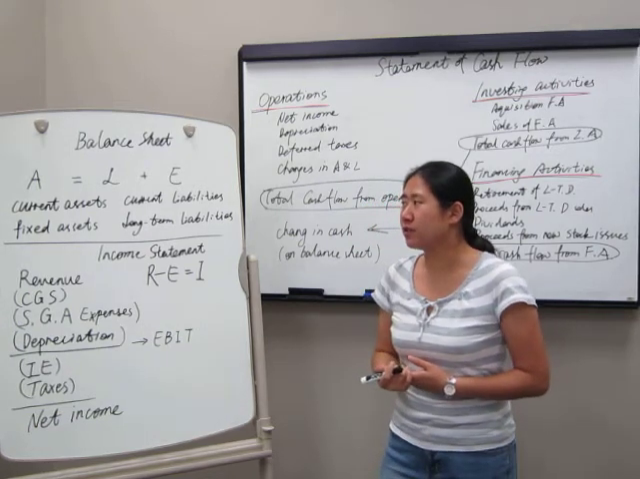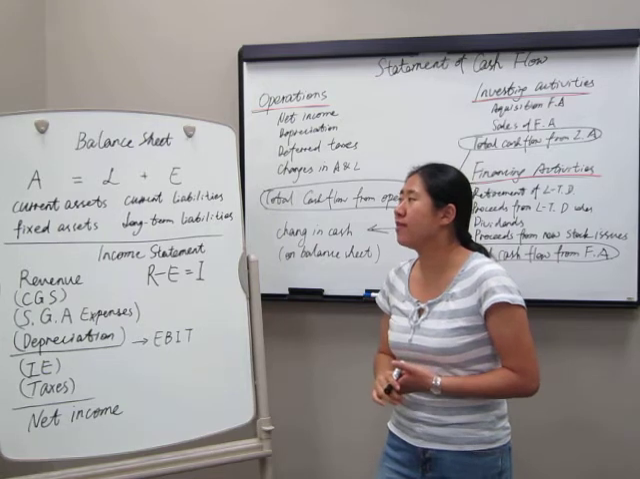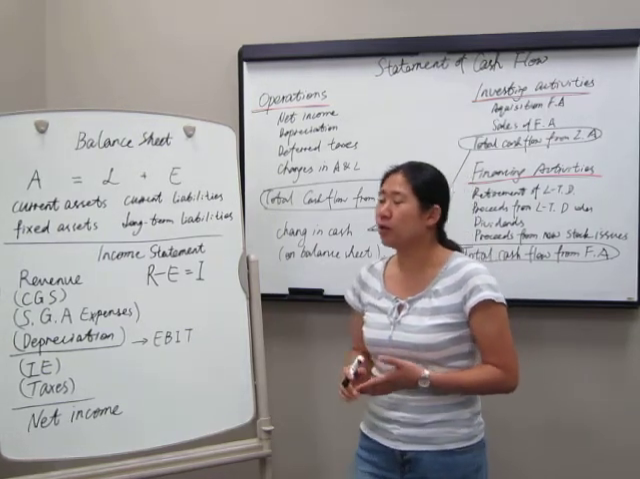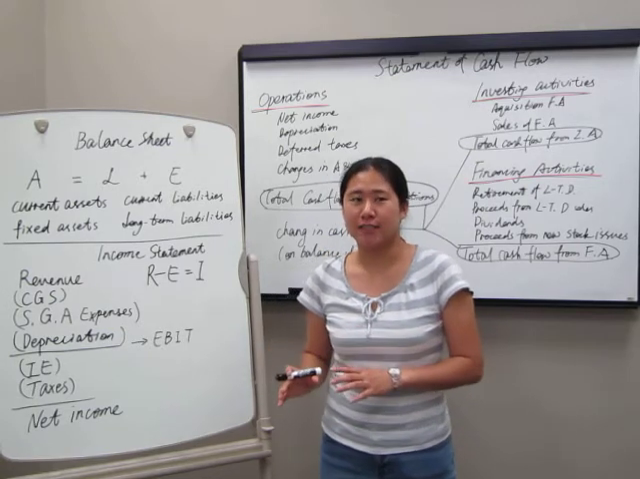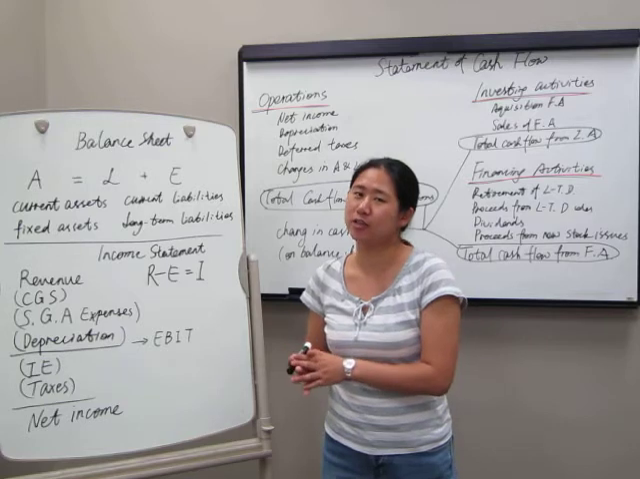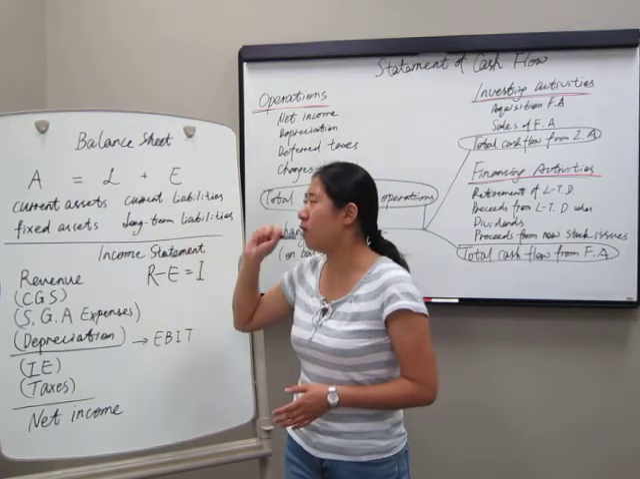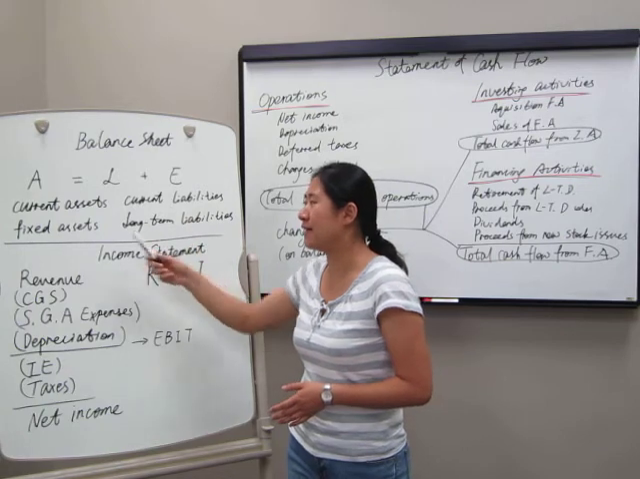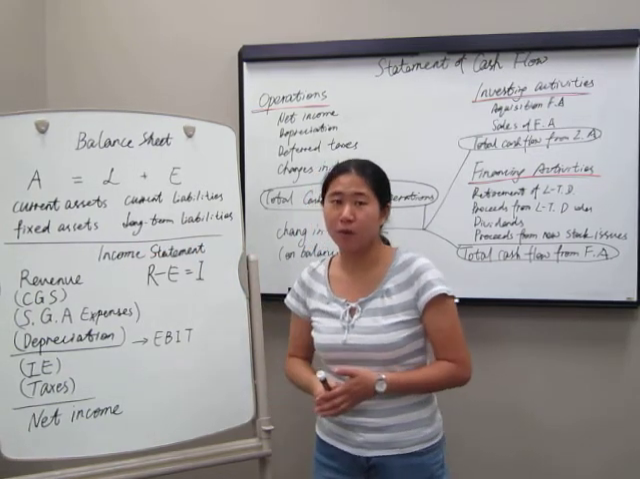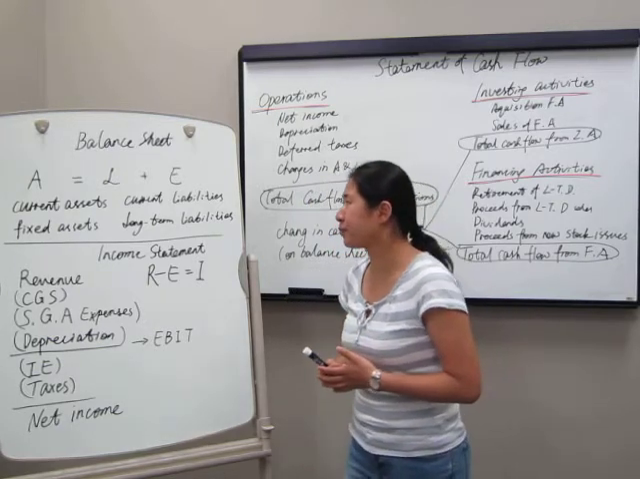There are 3 things we need to pay attention to on the balance sheet. The first one is accounting liquidity. Accounting liquidity is about how fast the corporation can convert their assets into cash. So apparently, current assets are more liquid than fixed assets, and accounts receivable is more liquid than inventory.